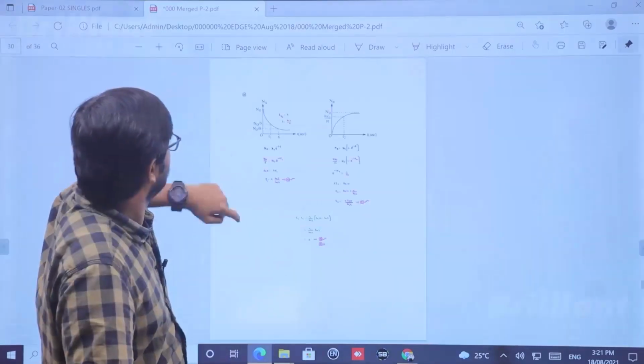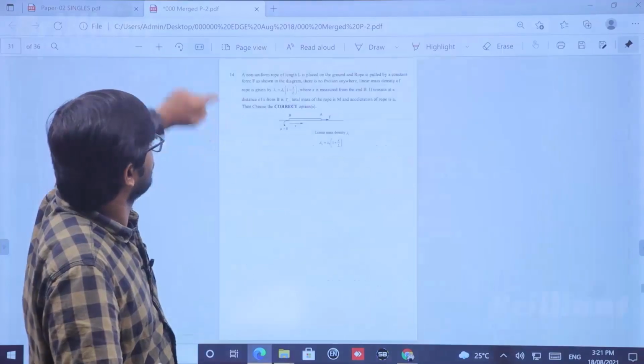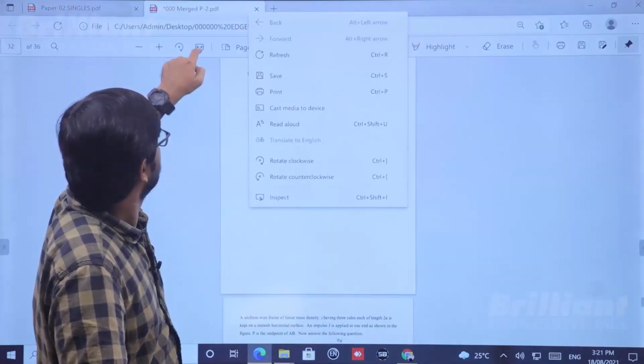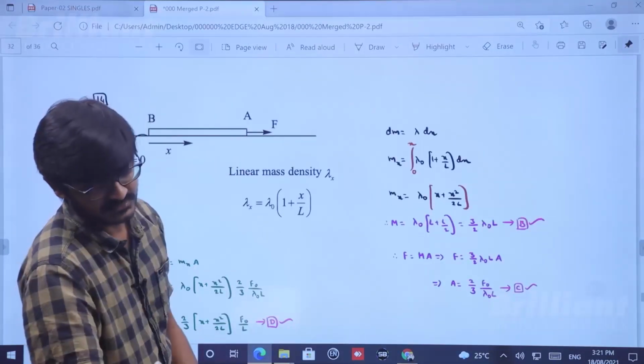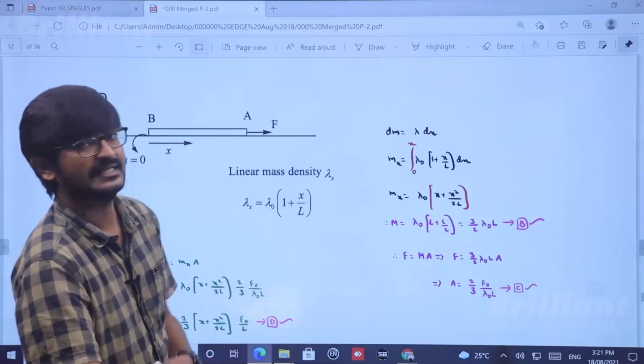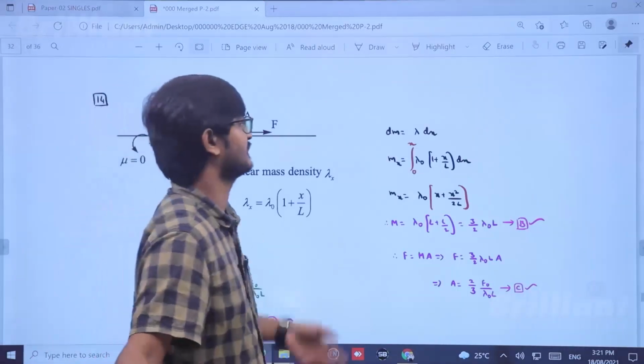The next question, you can pause and you can read the question. I will be going with the solution. They are applying some force. So you need to find the acceleration. In order to find the acceleration, what will we be doing? We will be finding the mass first.